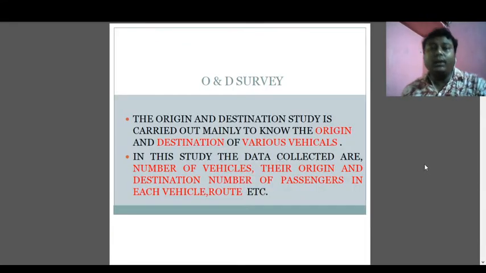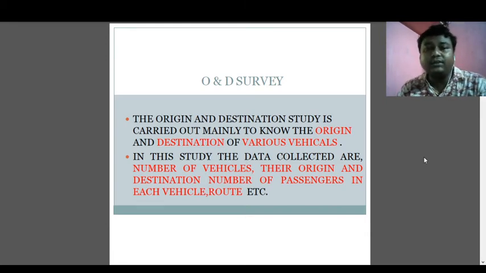Next is the O&D survey. How are these O&D studies conducted? To conduct any study, we need to have a survey, and we need some minimum equipment or a tally sheet, as you have seen in the traffic volume study. So what are the various types of survey?